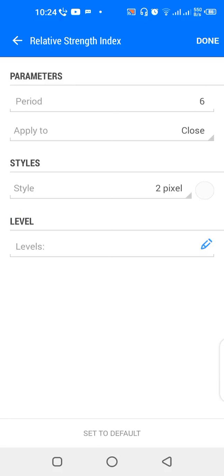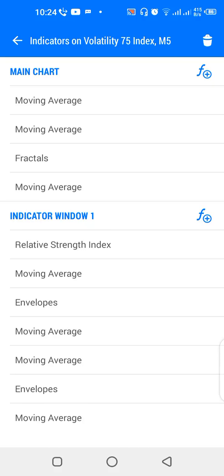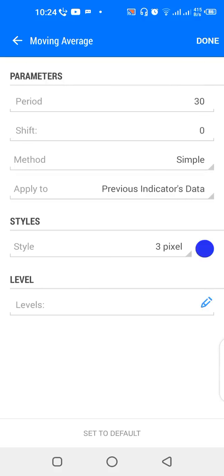The period is 6. Apply to close. Now the color will match the background color of the chart. All right. Then we have moving average. Period is 30. It's a simple moving average. Shift is 0, but you apply it to previous indicators data. And the color is blue.